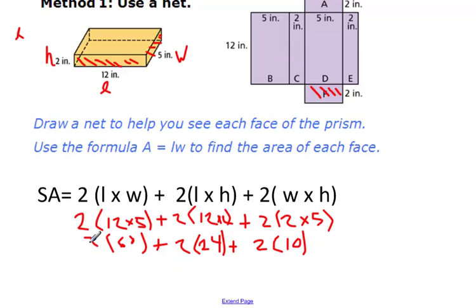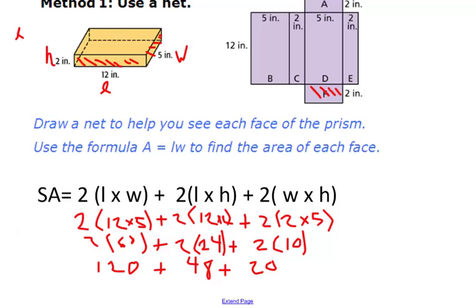Alright, so the only thing left now to do is, since we have 2 of those, that's going to be 120. And since we have 2 of those, that's going to be 48. And since we have 2 of those, that's going to be 20. And the only thing left is to add up those 3 numbers.